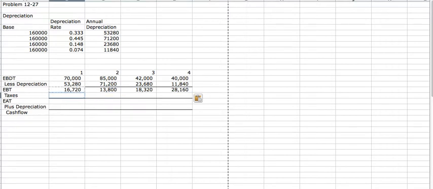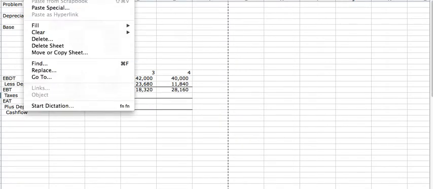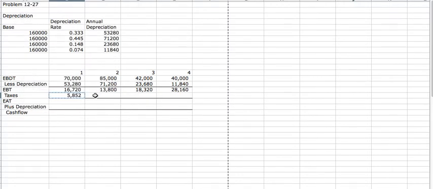And then to calculate taxes, we're given some other information. The firm is in a 35% tax bracket. So I'll multiply our taxable earnings by 35%, or 0.35, to come up with the amount of taxes we'll have to pay on these earnings from this investment.